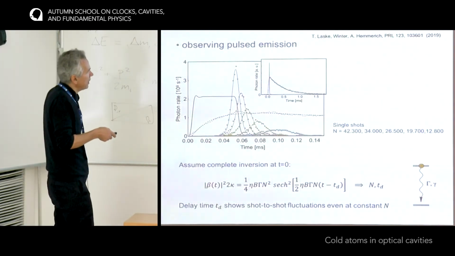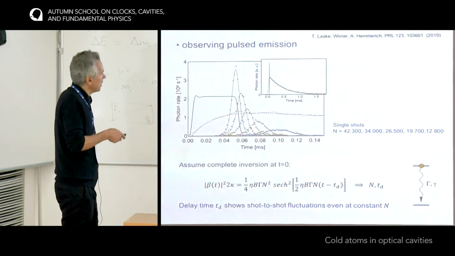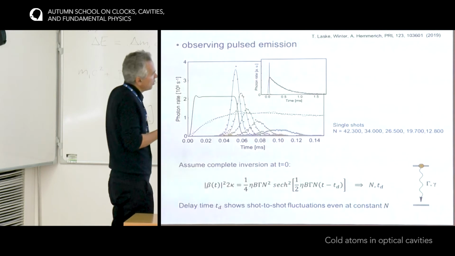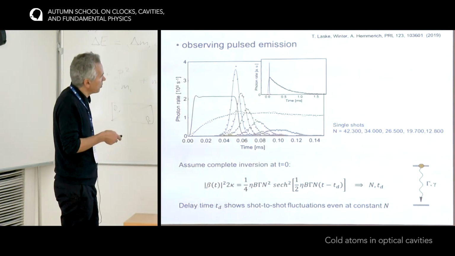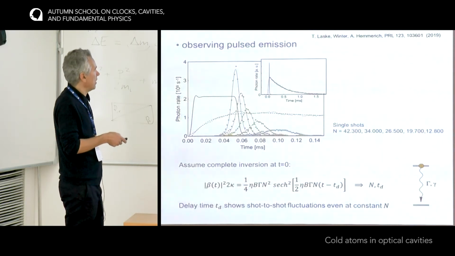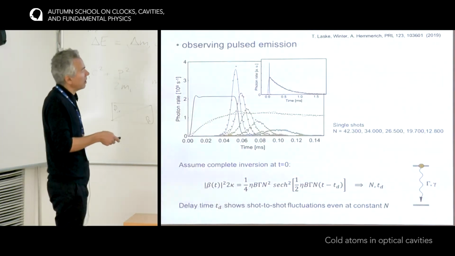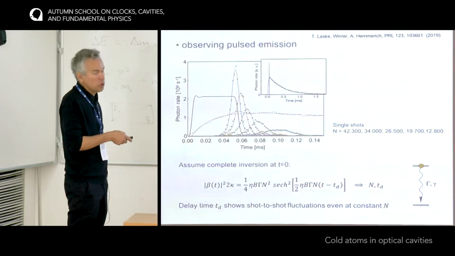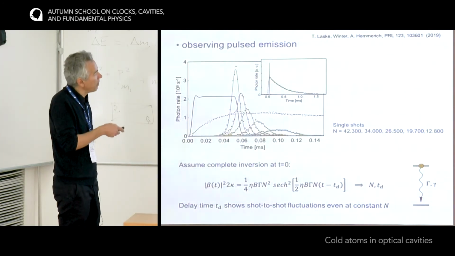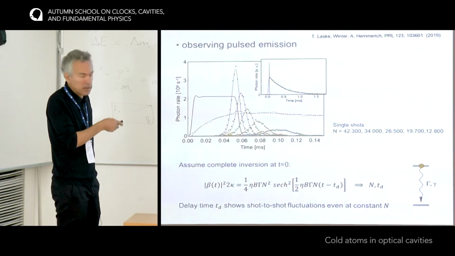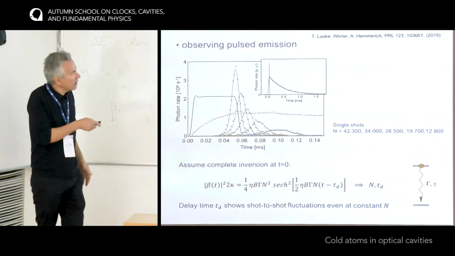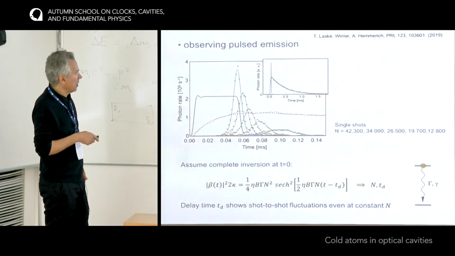So B of t is the field in some units, and B squared is basically the photon number in the cavity, kappa is the cavity decay rate. So we have 2 kappa here because we are looking at the intensity or the photon number, and you can calculate analytically that this is the expectation of what the pulse should look like. And we use exactly these curves to fit the data, and from that we get 2 numbers out. This is the number of particles that participated in this pulse and the delay time. And these are the numbers that we get from looking at these single shot curves.